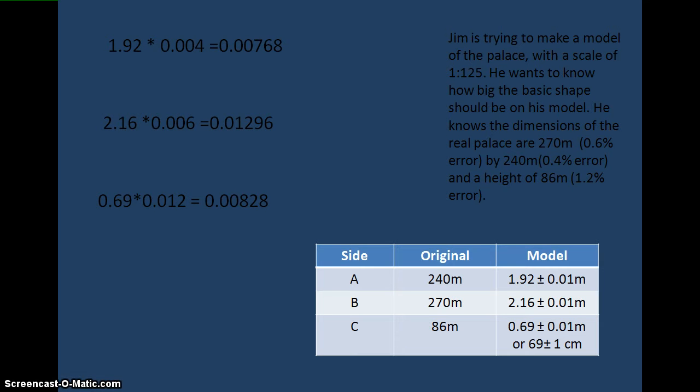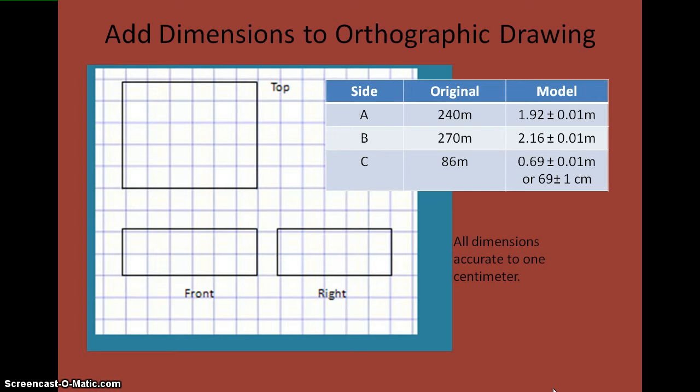We do this for all the measurements. 2.16 times 0.006 or 0.6% gives us 0.01296, or again approximately a centimeter. Same with 0.69 meters times 0.012 equals 0.00828, or 1 centimeter. We can add these measurements to our scale, plus or minus 0.01 meters or plus or minus 1 centimeter, depending on the units we wish to display.